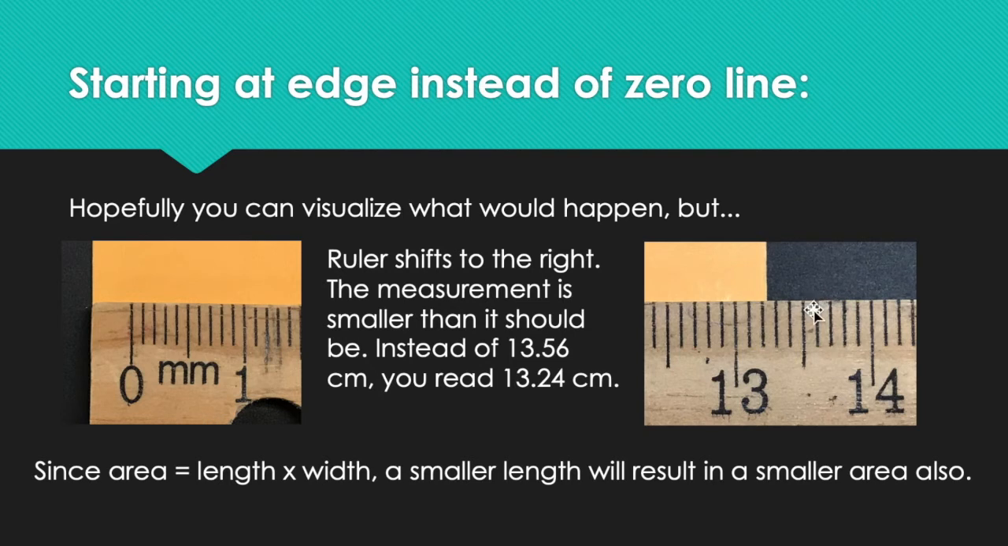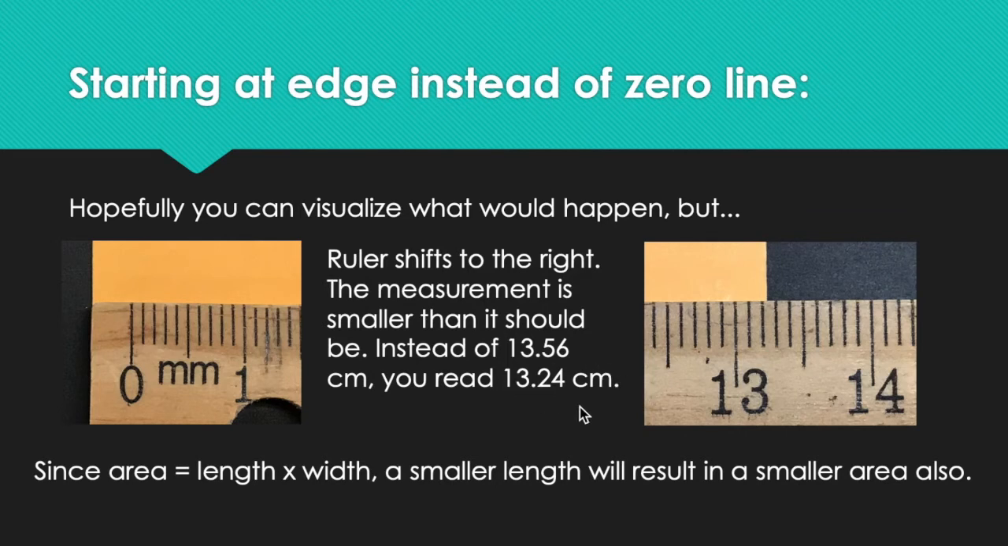So remember, the paper edge was over here before. Now we've pushed the ruler to the right, and now the paper edge is at a smaller number on the ruler. So this would probably be read as about 13.24 centimeters. Remember, it should be 13.56 centimeters. So the length that we're getting is too small when we introduce this systematic error.